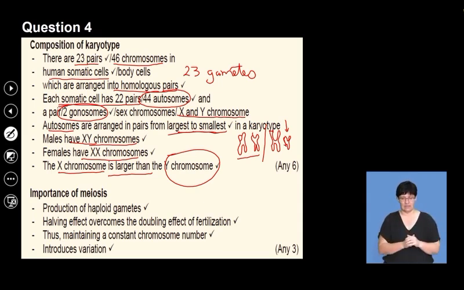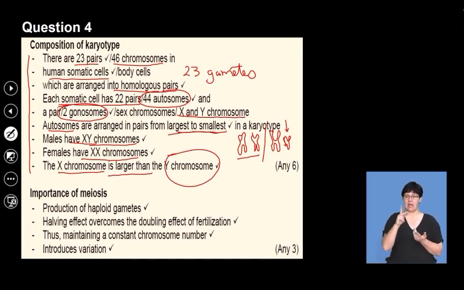So that is a possible 6-mark description for the significance of a karyotype and what its composition is. So the marks that you could get for several facts in this.